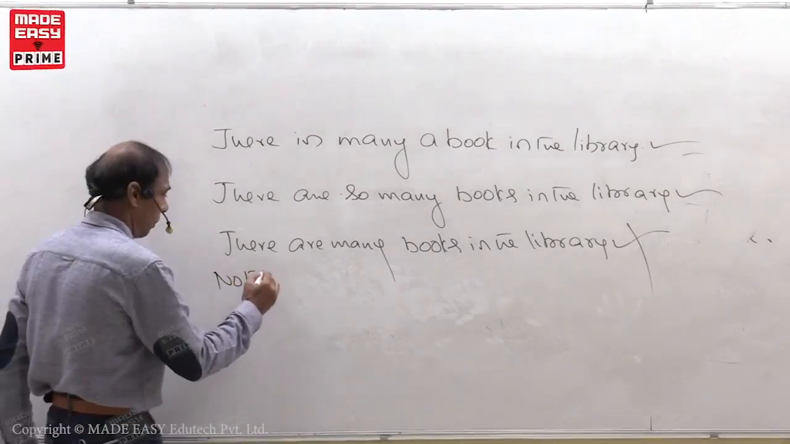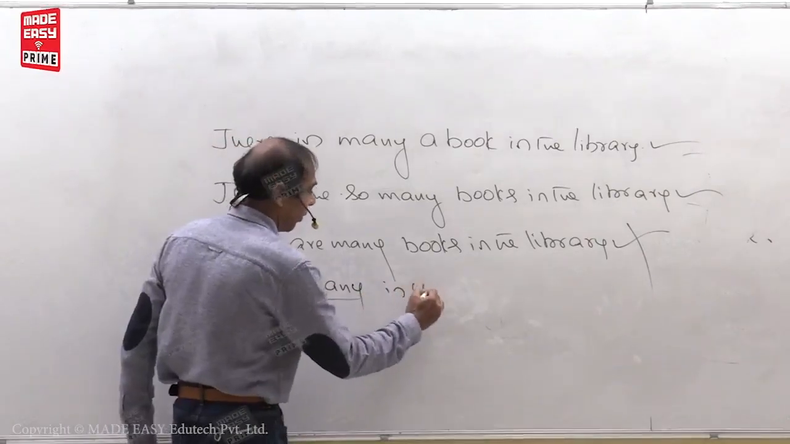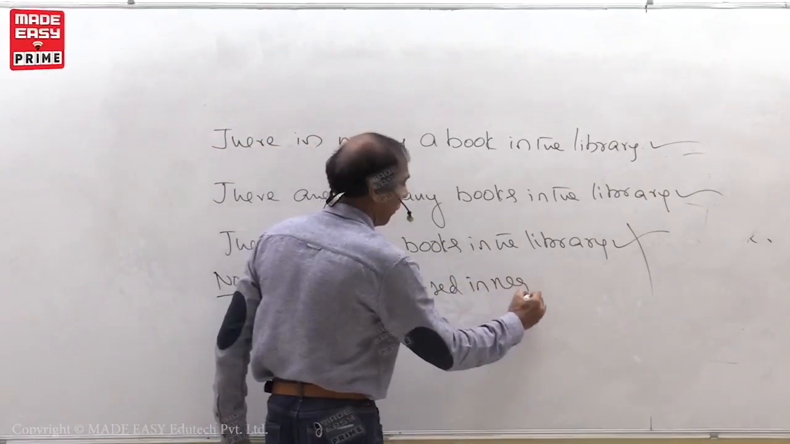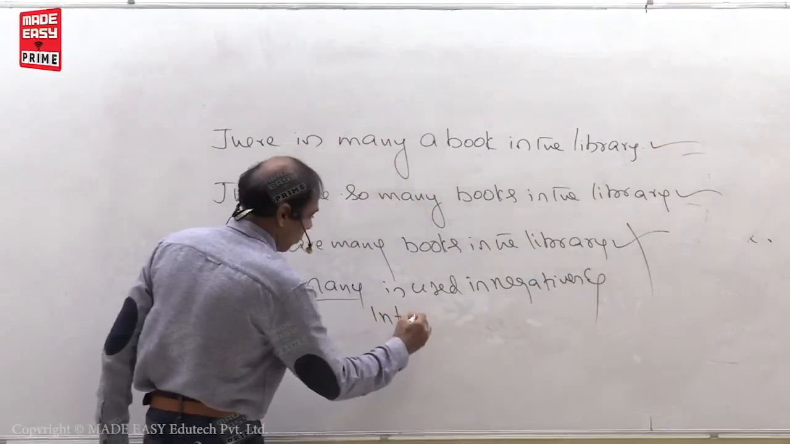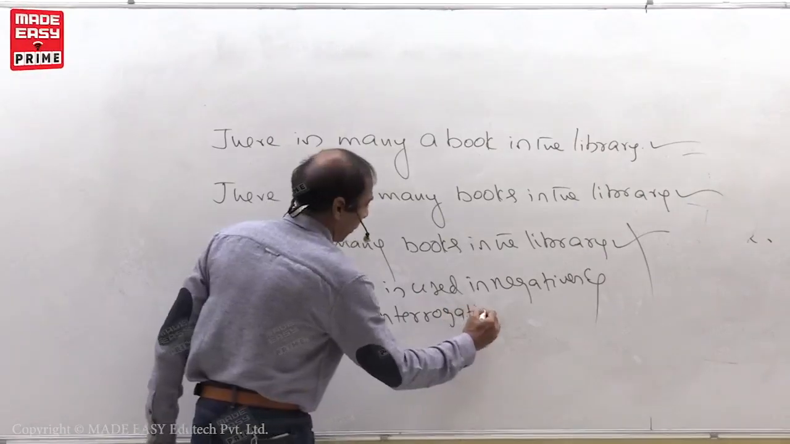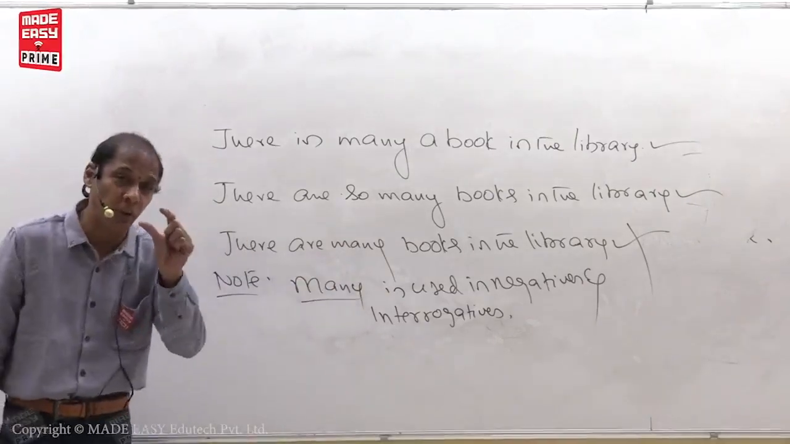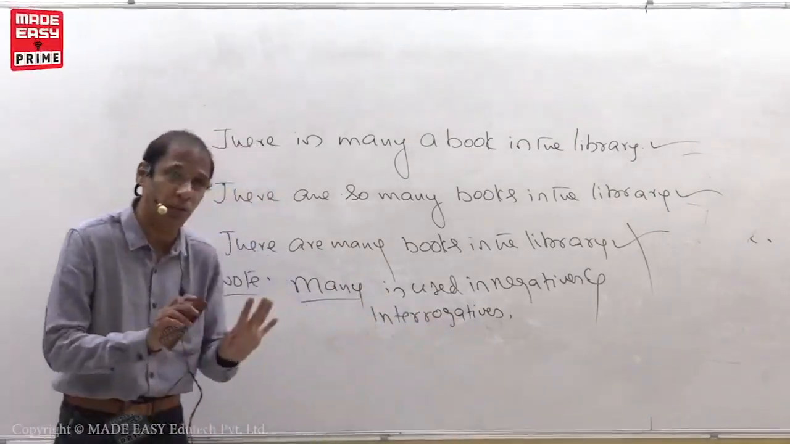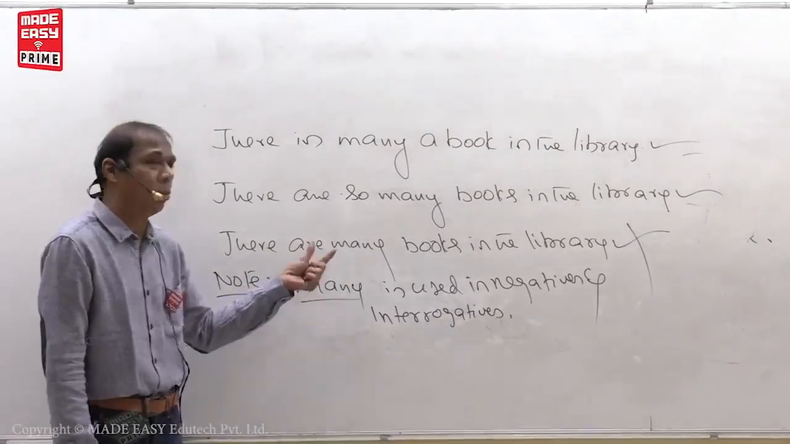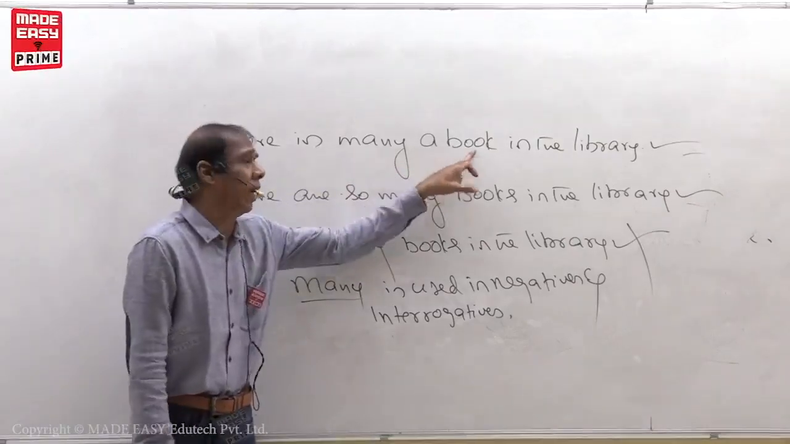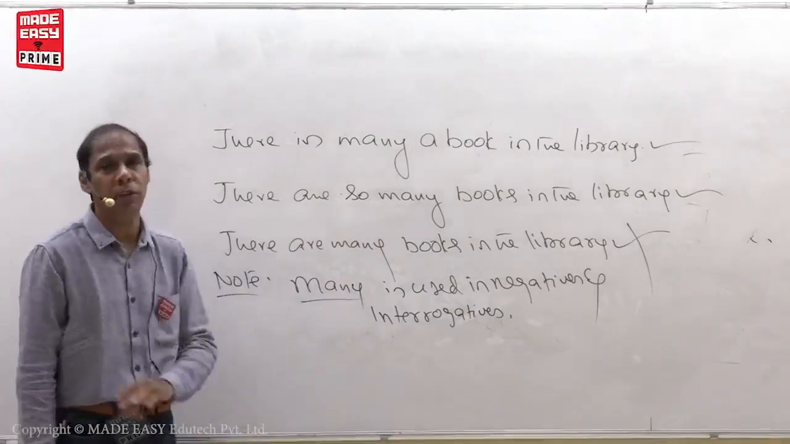Note. Many is used in negatives and interrogatives. Don't use many in positive sentences. Many is used in negative sentences or interrogative sentences only. Right? So if you want, see, if you want to use it, use the many plus a by n formula, or else use so many. But don't use only many in positive sentences. Right?